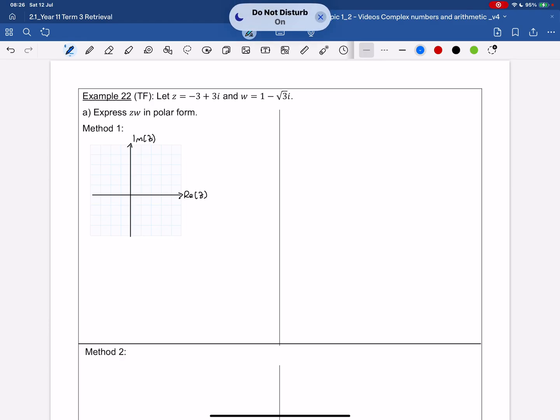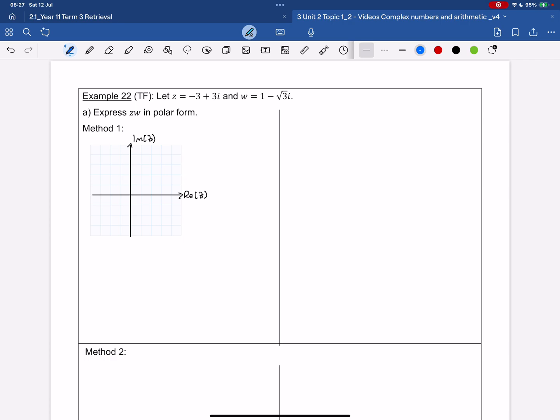All right. Now, we've been given Z and W in Cartesian form, and it says express Z multiplied by W in polar form. Now, there's two ways we can do this. We either first convert Z and W separately into polar form and then multiply using our rule, or we multiply Z times W in Cartesian form, get our overall answer, and then convert it into polar form. I'm going to show you both ways. It's going to be very much dependent on which way you prefer.